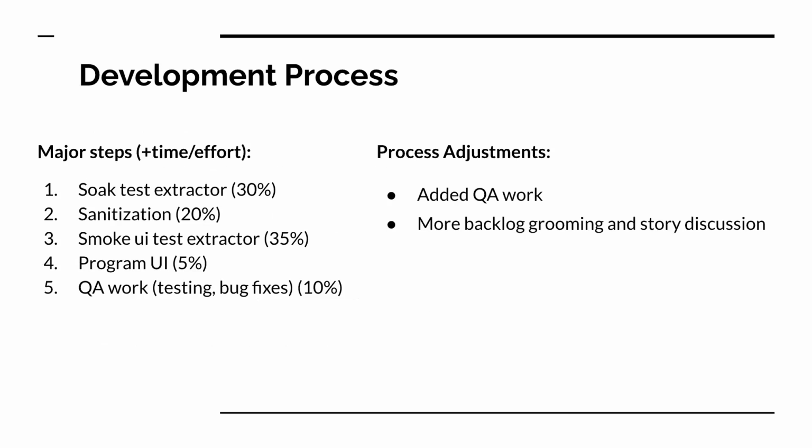So here's a quick breakdown of the major steps that we took, as well as the time and effort we put into them as a percentage. The soak test extractor was 30%, sanitization 20%, smoke UI test extractor 35%, program UI 5%, QA work 10%. Most of our time was spent on the extractors, mostly on the UI test extractor because it was using a TRX file, which was unfamiliar to us, so that required some additional research.